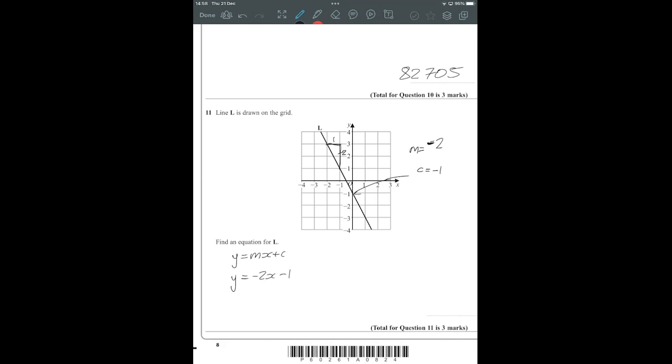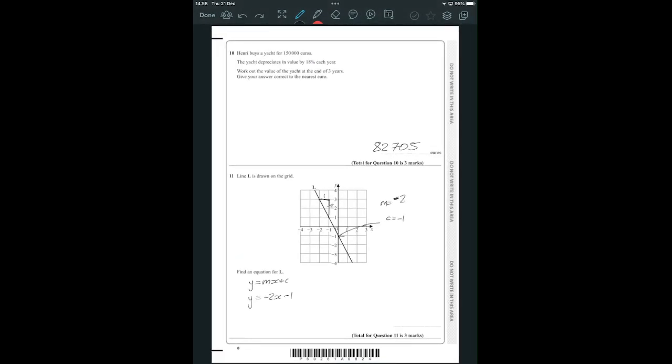And you could, if you wanted, sub in a random value and check it works. If I sub in x equals 1 into this, I do get y equals -3, and indeed x equals 1, y equals -3 is indeed a coordinate. So you can have a tap on our backs for that.